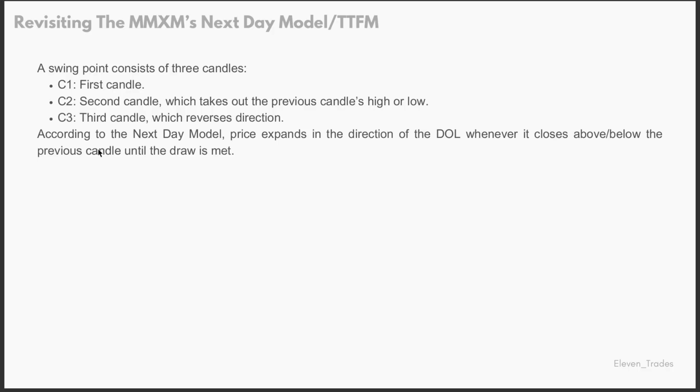Revisiting the MMXM's next day model. The MMXM next day model is a three candle framework: candle 1, candle 2, and candle 3. The first candle, the second candle, which is taking the previous candle's high or low, and the third candle, which is an open low high close or open high low close, or expansion candle. And according to the MMXM's next day model, the price action will expand into a certain direction until some draw on liquidity is met.